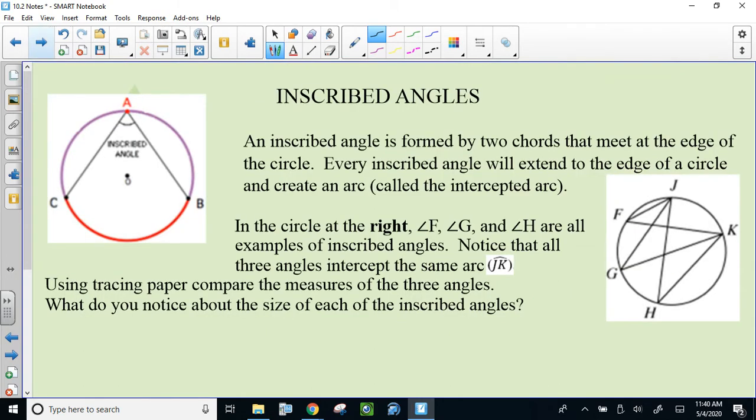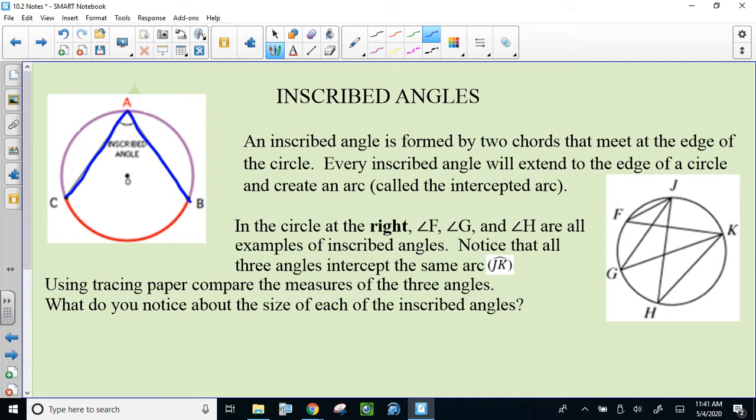The other kind of angles we're going to look at are called inscribed angles. And an inscribed angle is formed by two chords instead of two radii. And so that's why we wanted to talk about the chord earlier. So there's a chord, two chords. They meet at the edge of the circle, so they're creating that inscribed angle. And every inscribed angle will create or intersect an arc called its intercepted arc.